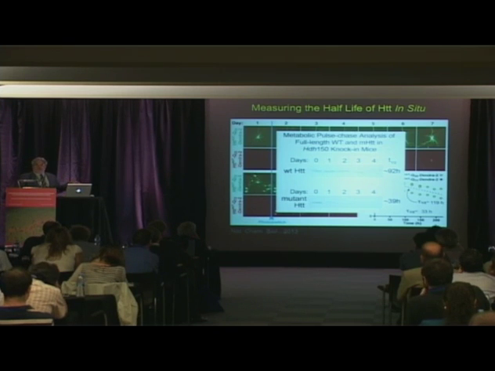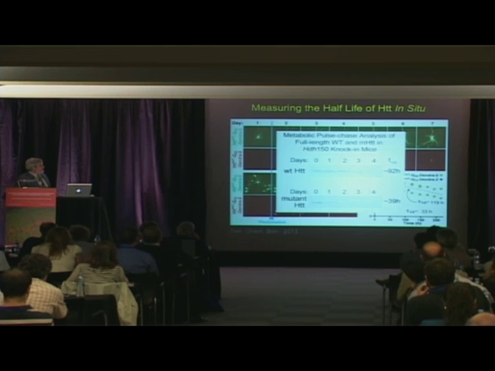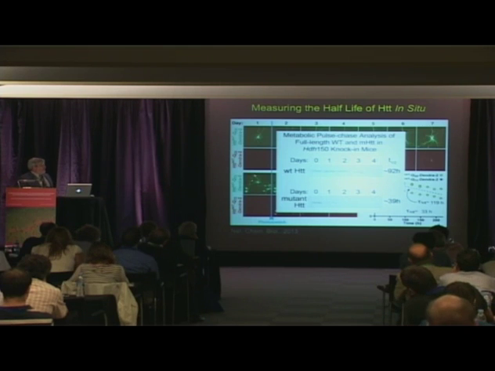If we went early enough, so within the first couple weeks, we could do metabolic pulse chase on those cells. And basically, we saw a very similar result. Mutant Huntingtin had a significantly shorter half-life than wild-type Huntingtin.